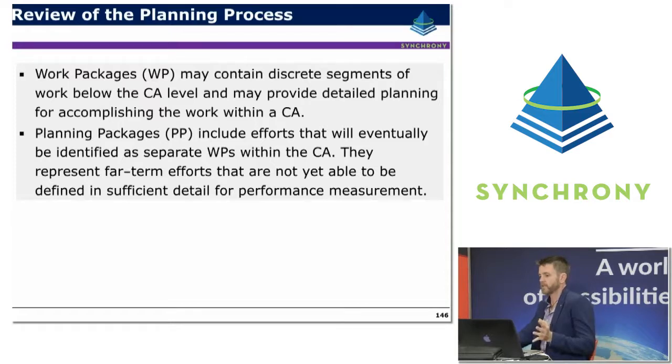The work packages might contain discrete segments of work below the control account level, and they might control detailed planning in order to finish the work within the control account. So a work package can have very detailed activities within it, using different performance measures that then roll up into that control account. And as we mentioned, the planning packages identify work that will eventually be broken down into a work package but hasn't necessarily been broken down yet. So it tends to represent medium or far-term work with a budget, with a time frame, but not yet broken down so that it's going to be measured for performance.